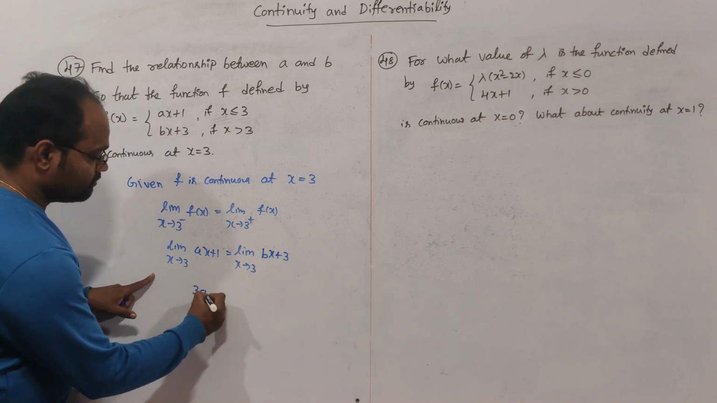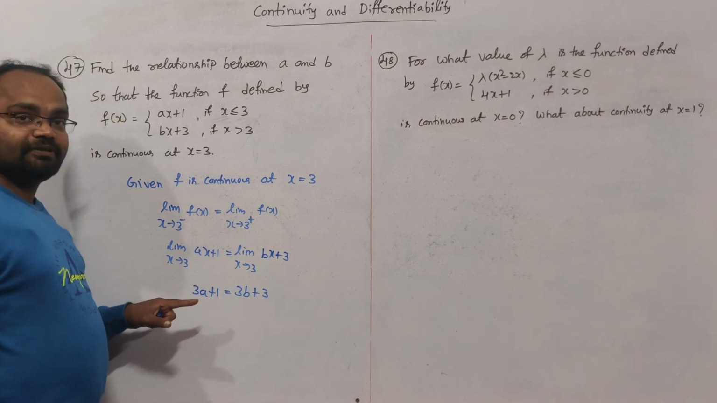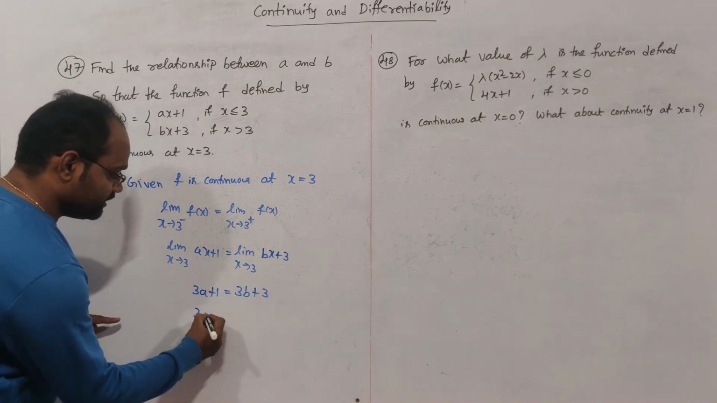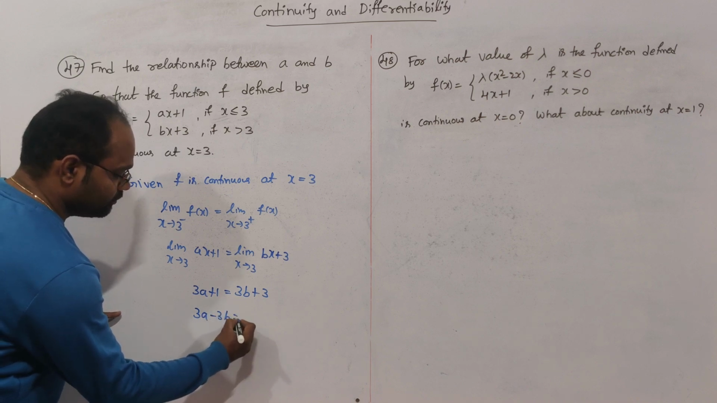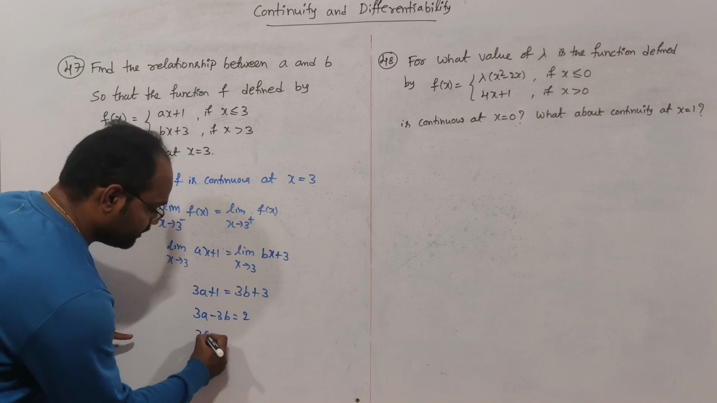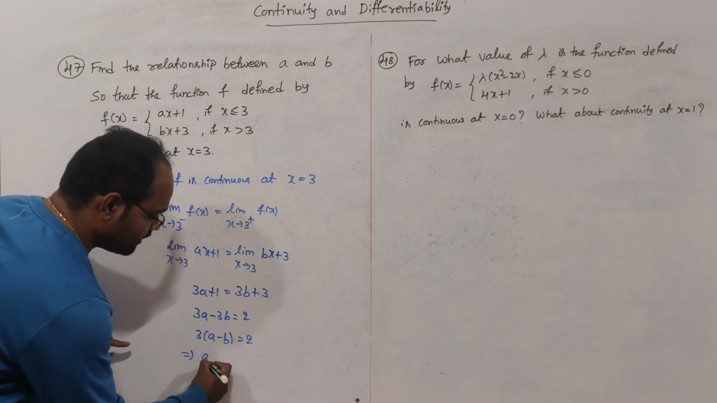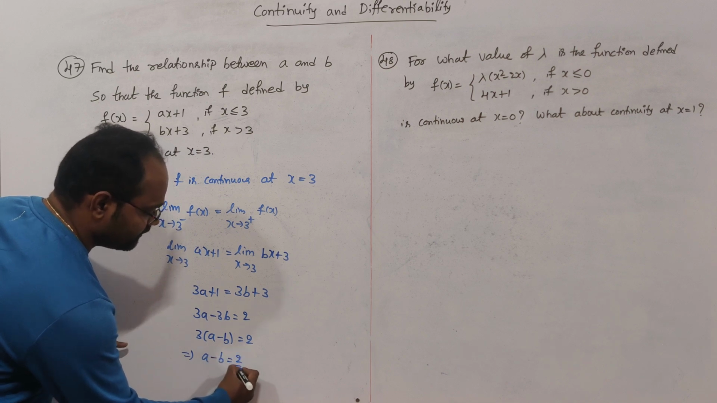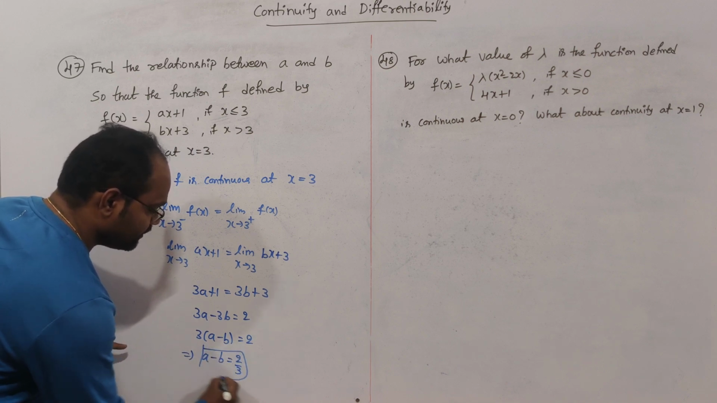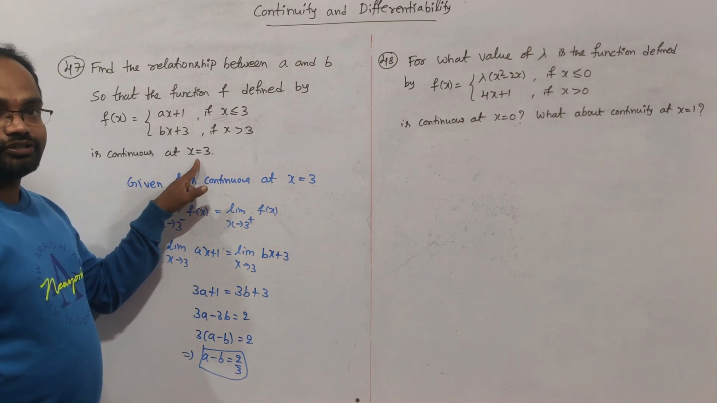So 3a plus 1 is equal to 3b plus 3. Simplify, I'll take like this: 3a minus 3b is equal to 3 minus 1, that will be 2. Take 3 common, a minus b is equal to 2 by 3. This is the relationship between a and b if this given function is continuous at x equal to 3.